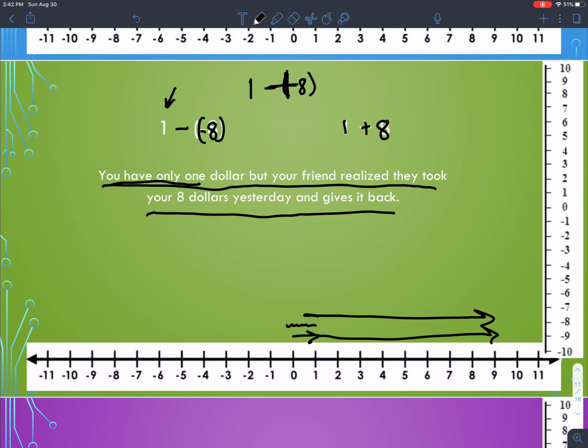So if Walmart realizes they messed up and charged you, what are they going to do? They're going to give you money. And either way, we're going to end up with $9.